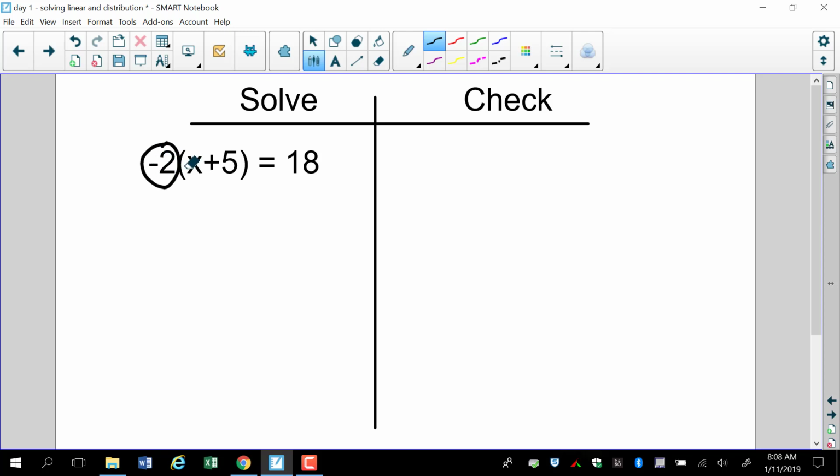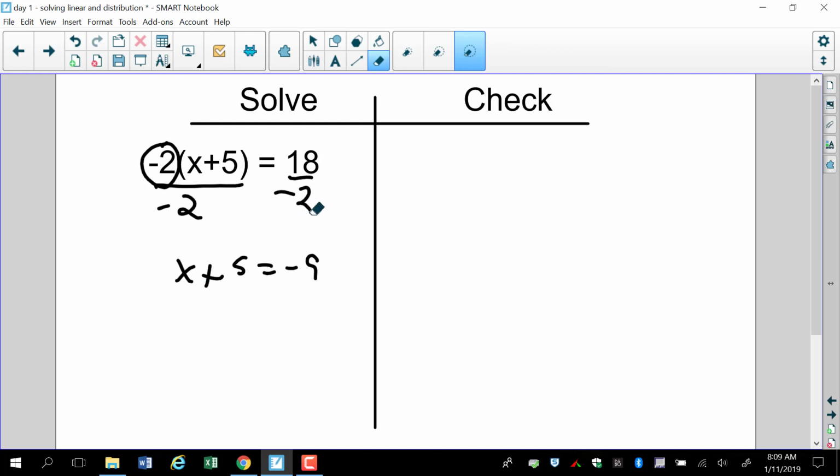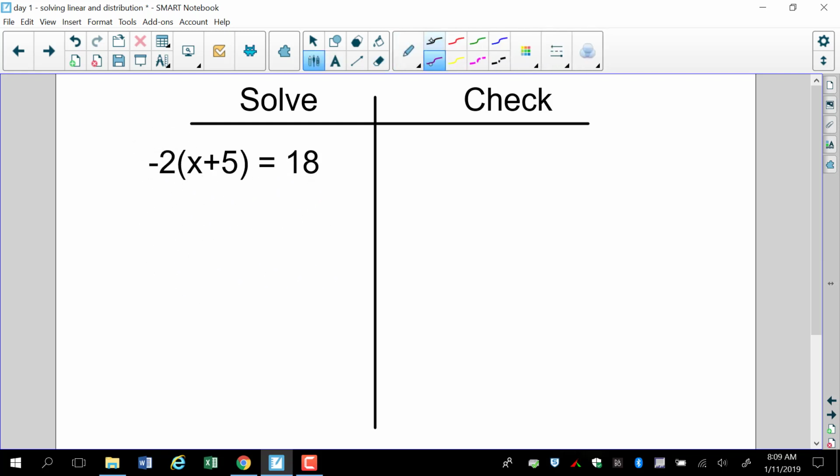However, negative 2 times this equals 18. You could divide right now by negative 2 and get x plus 5 equals negative 9. You could do this first, but it's not something that most students in this school see or use, so I'm not going to do that approach. So what I'm going to show you is this, with the distribution. It's typically more seen in the school.